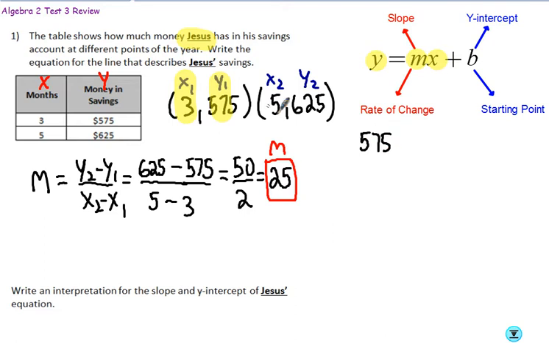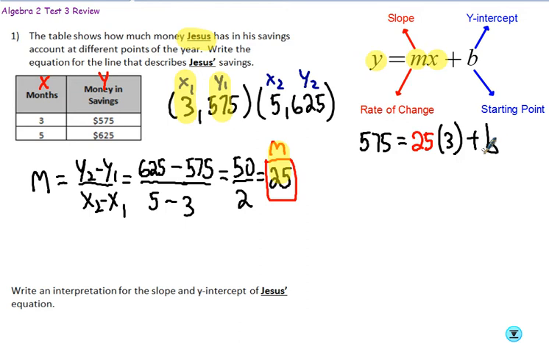And I could have used this other pair over here, but I just went with the smaller numbers, to make things a little bit simpler. But you would get exactly the same answer. The m, which my m in this case, is 25. So I'm plugging in 25 times x, which the x that I'm using here is 3. And then that's going to be plus b.